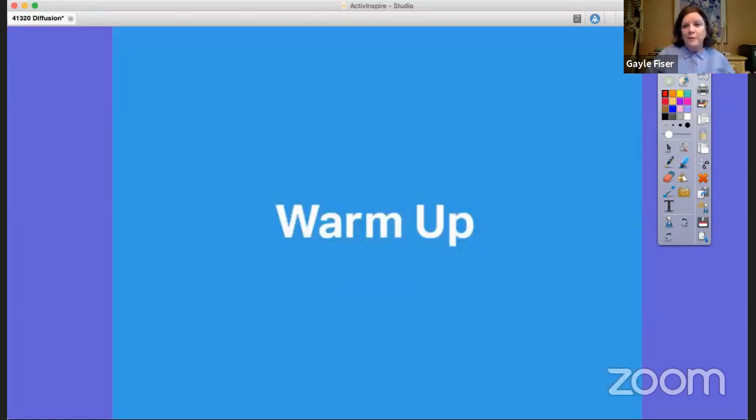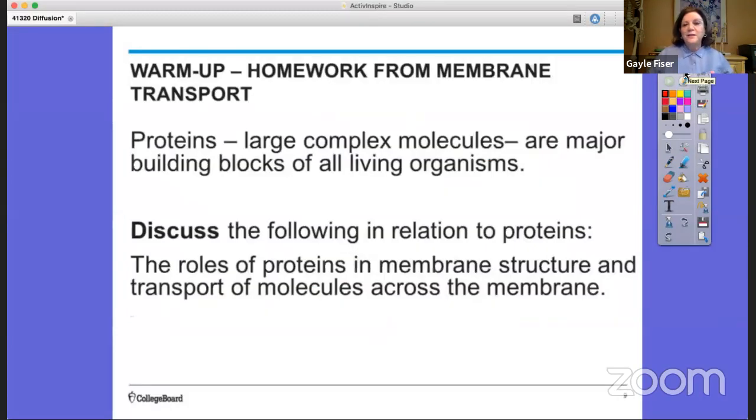Okay. So now for our warm up, now that you're really ready. This was from the last lesson on membrane transport, and that was the homework, so it's the warm up now. Proteins, large complex molecules, are major building blocks of all living organisms. And your job is to discuss the following in relation to proteins. First, the roles of proteins in membrane structure and transport. So there are two things you're going to discuss. I would discuss it as a combination of describe and explain, like the characteristics are important and how and why, if that's appropriate.